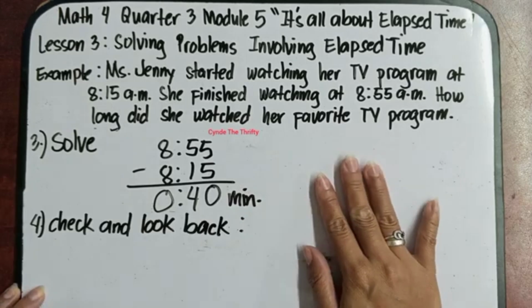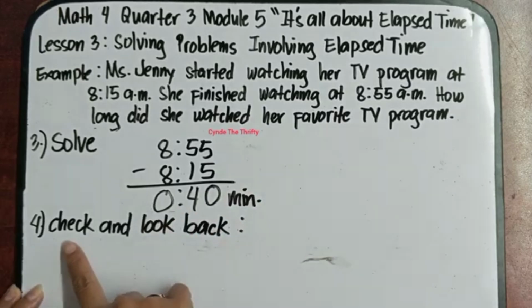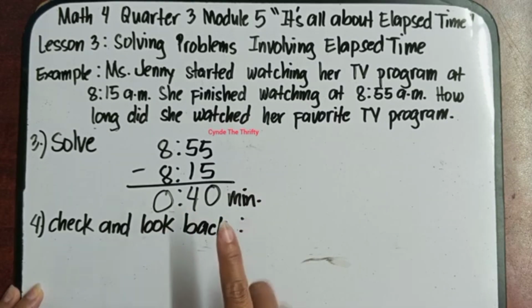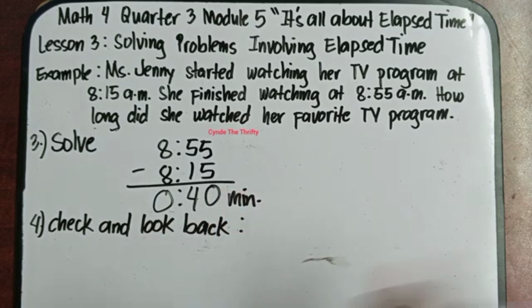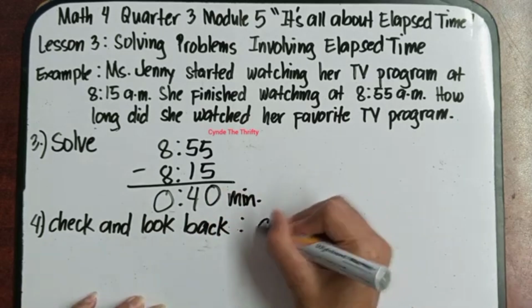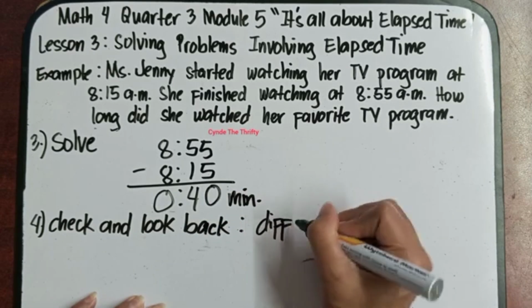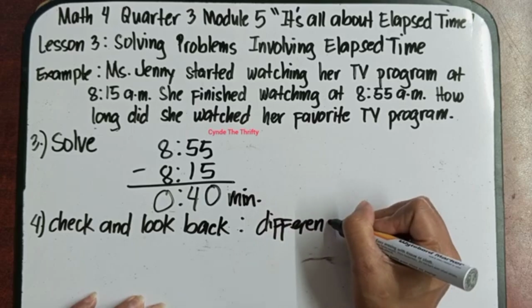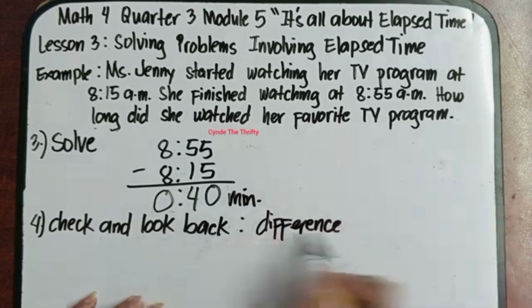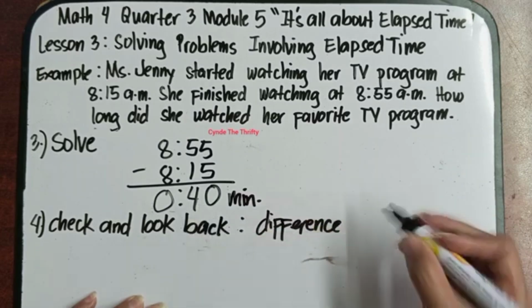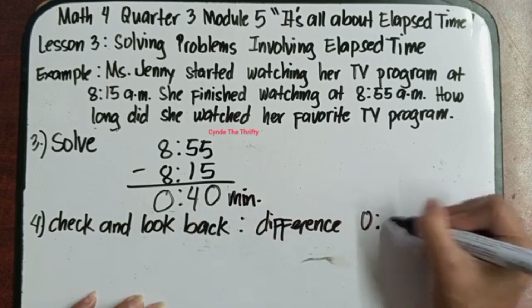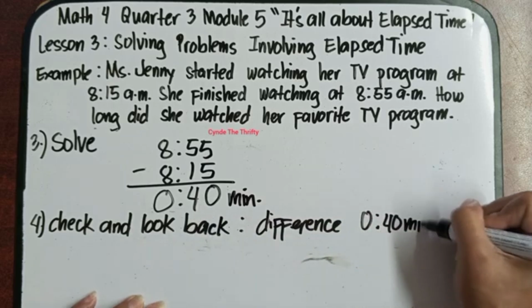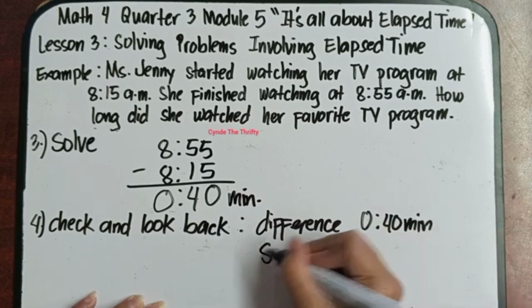Okay, so step 4 na tayo. So, ang step 4 natin is check and look back. So, i-check natin kung tama ba yung sagot natin. Sa pag-check natin is, i-add natin ang ating difference at ang ating subtrahend. Okay, saan yung difference natin? Itong 40 minutes. So, ito yung ating difference. I-add natin siya at ang ating subtrahend.